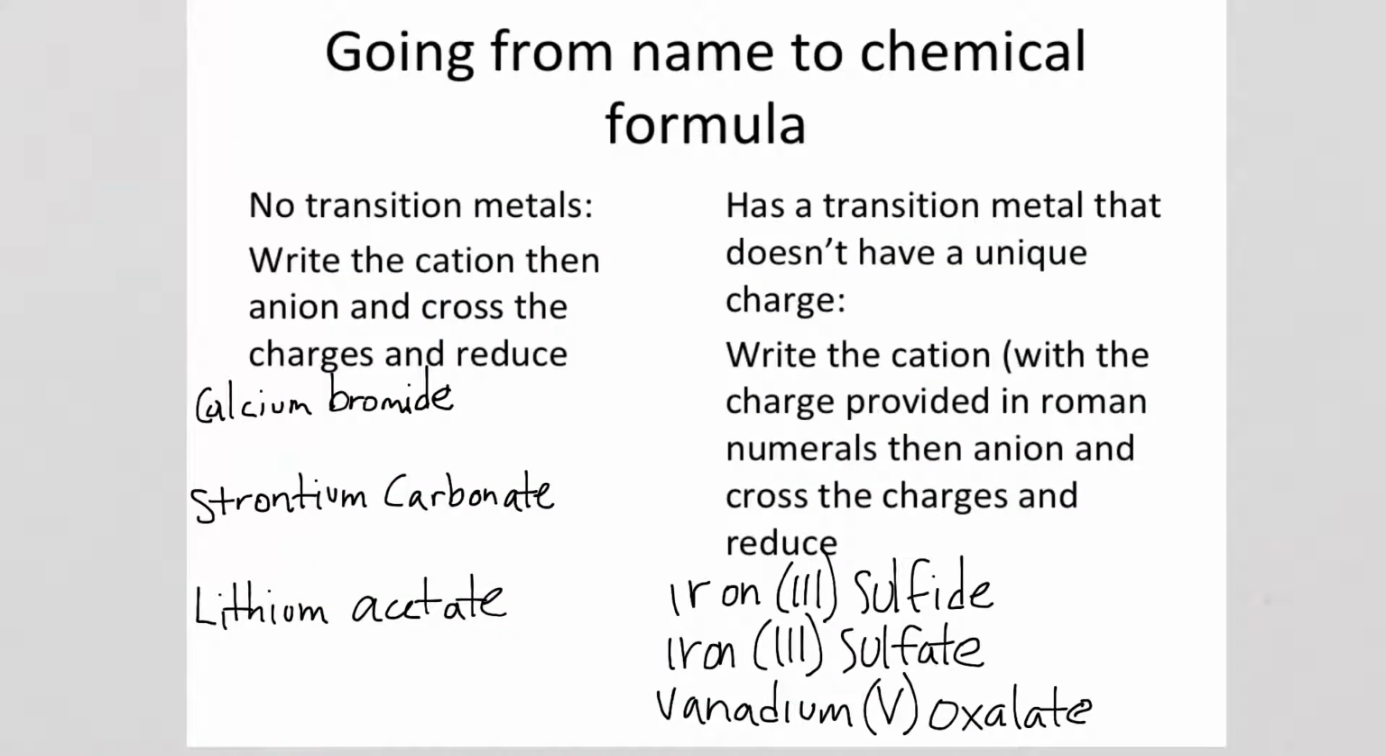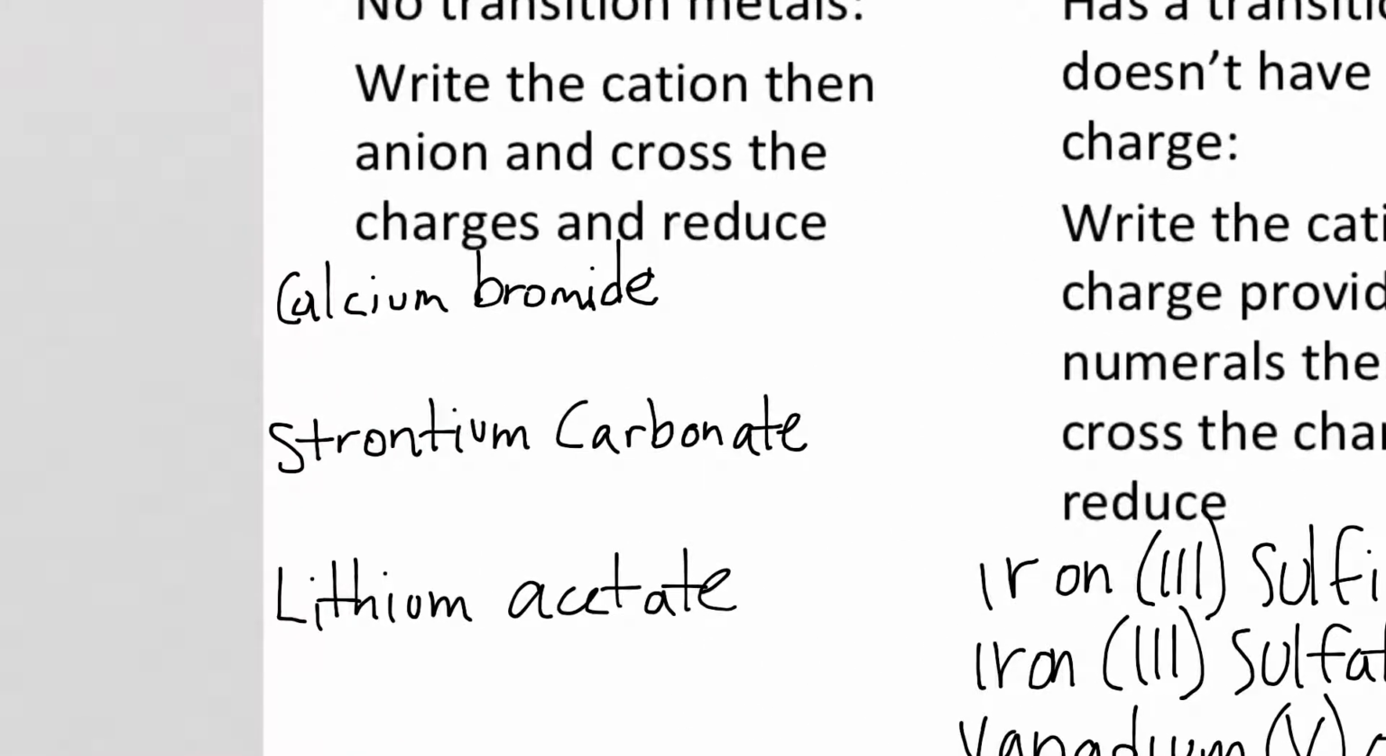Alright, let's take a look at going from the name of a chemical compound to the chemical formula. Take a moment to copy down the rules. Go ahead and pause. Now let's take a little bit of the work for here. So let's focus on the no transition metals. You write the cation, then the anion, and then cross to reduce. So calcium is a 2+ ion. Bromide is a 1- ion. Crossing the charges, we get CaBr2.